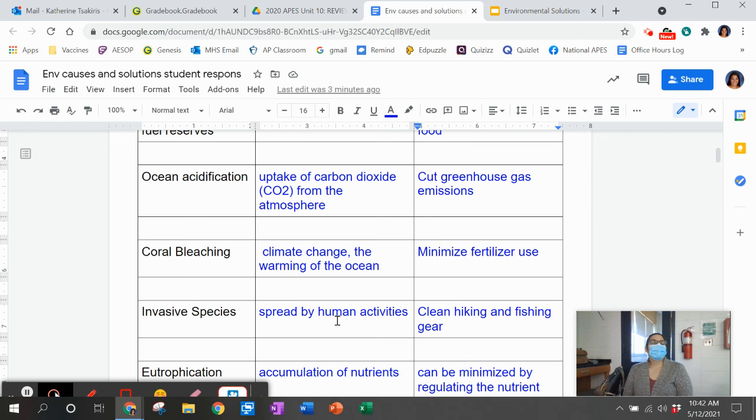So what's our solution here? Okay, clean hiking and fishing gear. That's assuming you're hiking and fishing in another country or in another area. Okay. You could clean up that answer so that you make sure that you are cleaning all gear when you are coming from being outside, if traveling to a different area of the world, country, etc. All right.